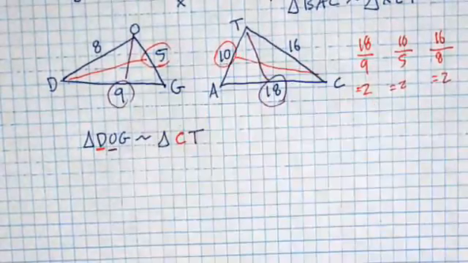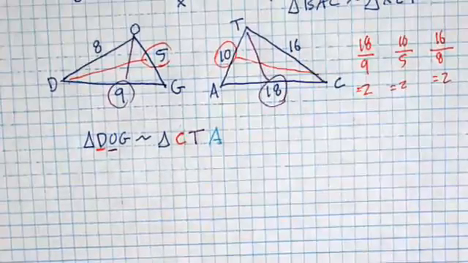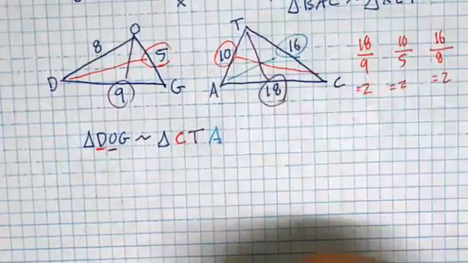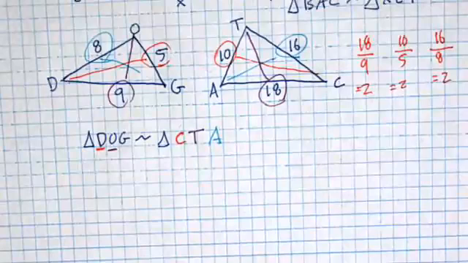And then whatever I got left over has to be the last one. So I've used the C and the T. It must be A. And I could just double check. A is across from the medium size. G is across from the medium size also. So CTA would be matching up with DOG.